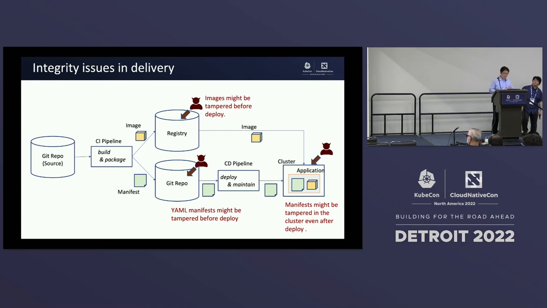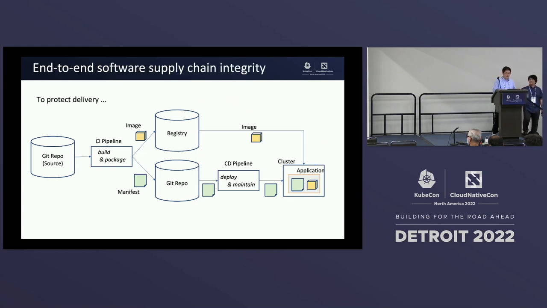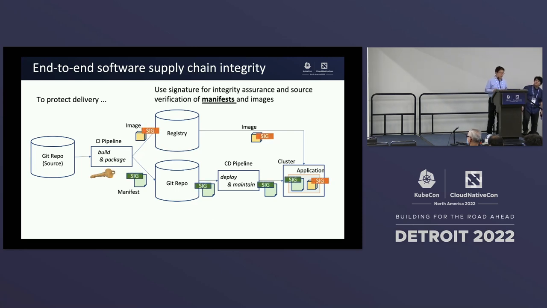Okay, so for preventing this, for protecting the integrity of this artifact and the application, usually a signature is applied. Many technologies exist for signing the image and how to enforce the image signing on the cluster side. But for the application, the image and the manifest are equally important. So we also need to protect the integrity of the manifest to secure the entire pipeline, the entire life cycle. So in this talk, we are mainly focusing on the manifest side: how the manifest can be securely signed and deployed to the target cluster.